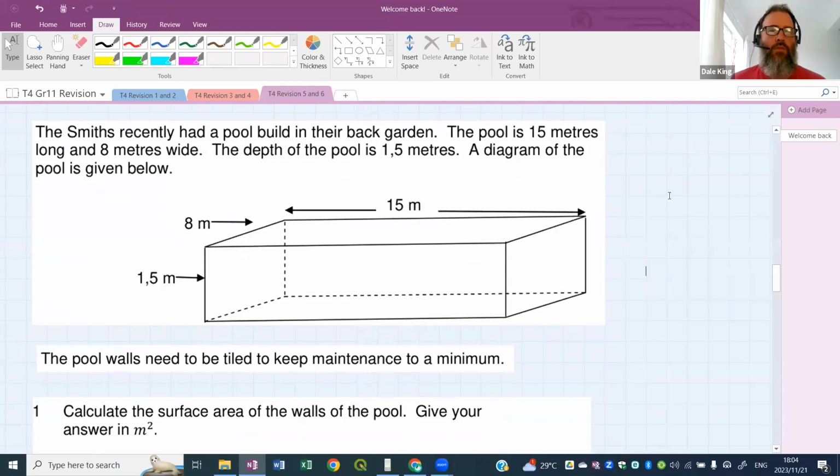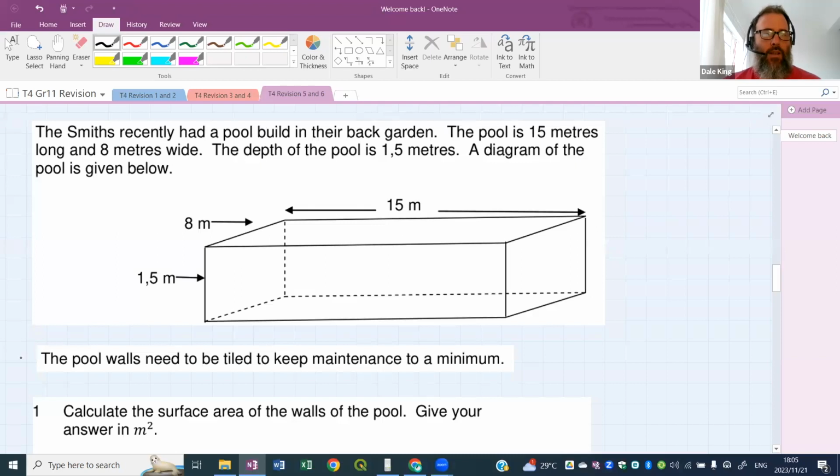So it says the Smiths recently had a pool built in their back garden. The pool is 50 meters long and 8 meters wide, and the depth of the pool is 1.5 meters. A diagram of the pool is given below, and all the dimensions in the text are on the diagram. Always check that the numbers in the text are shown on the diagram, because you hardly ever read the text again. You'll read it once or twice, and then you'll always refer to the diagram for your questions.